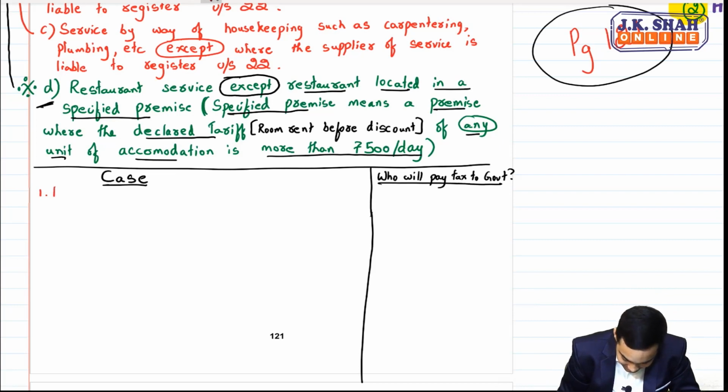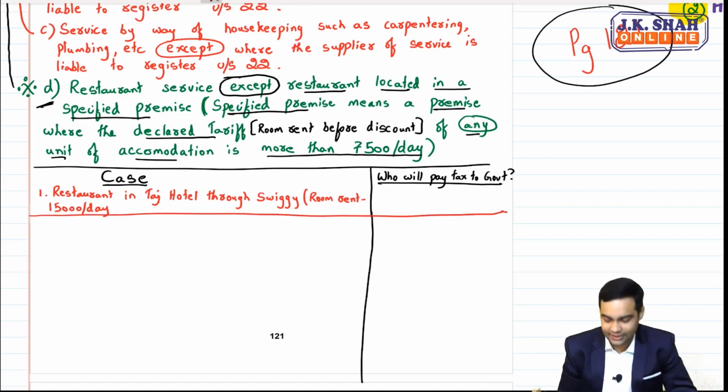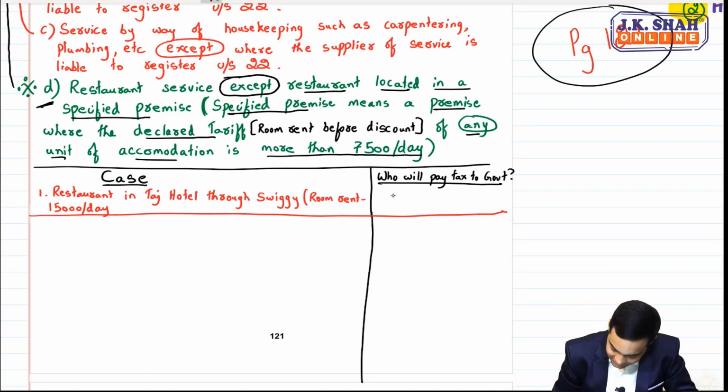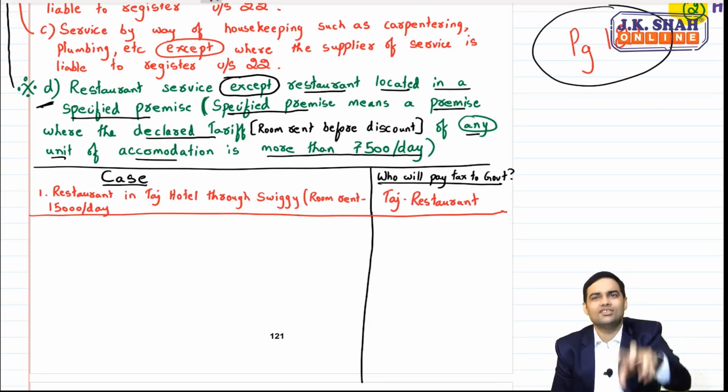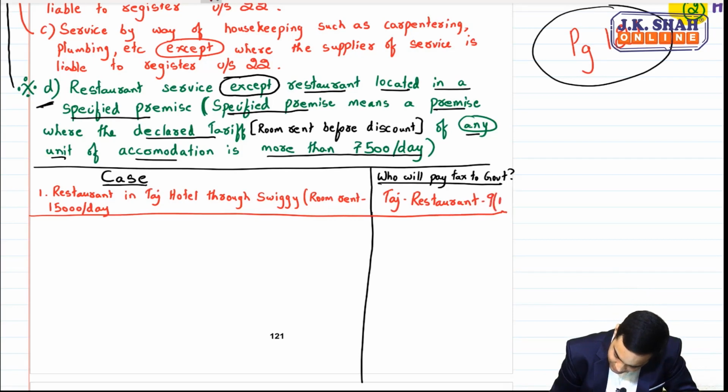First one, restaurant in Taj Hotel through Swiggy, room rent 15,000 per day. Whether Swiggy will pay the tax or Taj? And the winning answer is Taj will pay the tax, that is the restaurant. Sir, if the restaurant is owned by a third party? Any restaurant which is located in Taj will not get covered under 9.5. It will fall under 9.1. So you can write 9.1 forward charge.